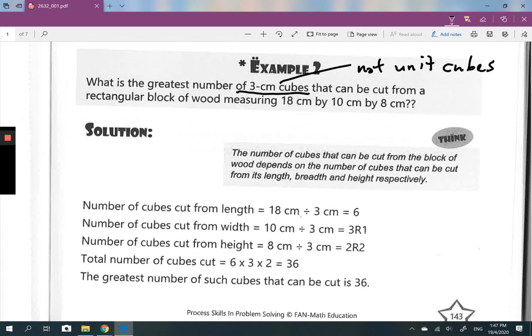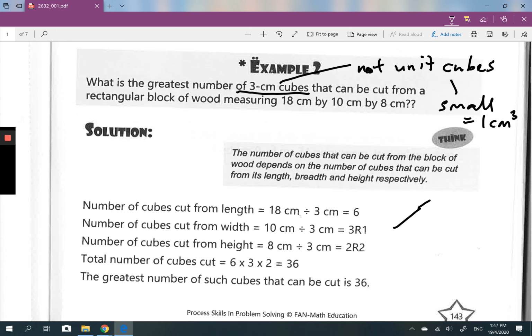So previously every small cube is equal to 1 cubic centimeter. All right, but now we are going to use 3 cm cubes instead. Now we have to use this particular strategy because some 3 cm cubes cannot be cut into smaller pieces. So what do I mean?